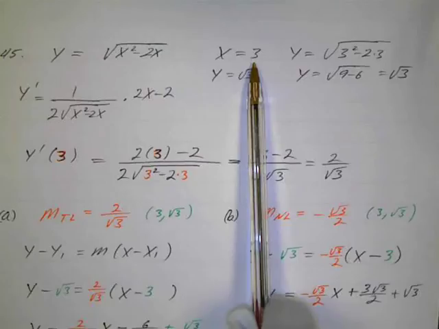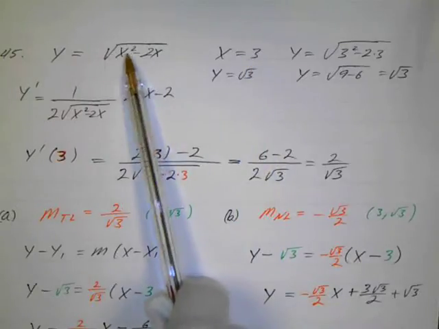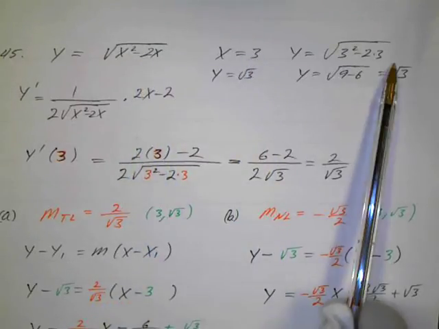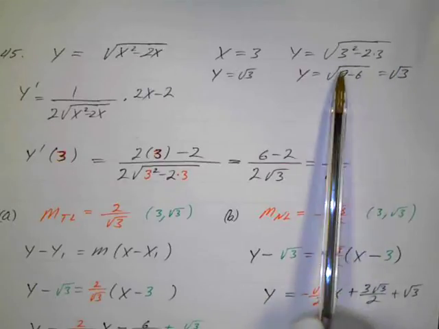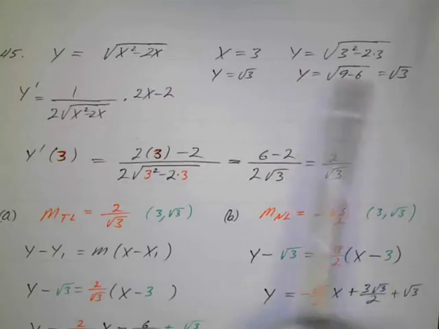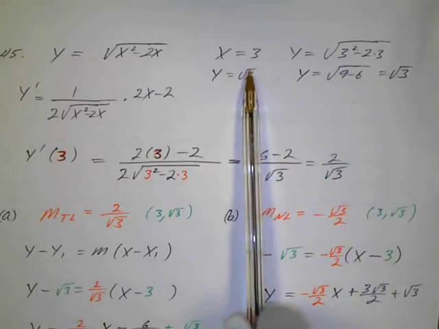So I have to find the y. All I have to do is put this value of x in the original function. So that's going to be 3 squared minus 2 times 3. To evaluate that, that's 9 minus 6, or the square root of 3. So that's my point, 3 comma square root of 3.